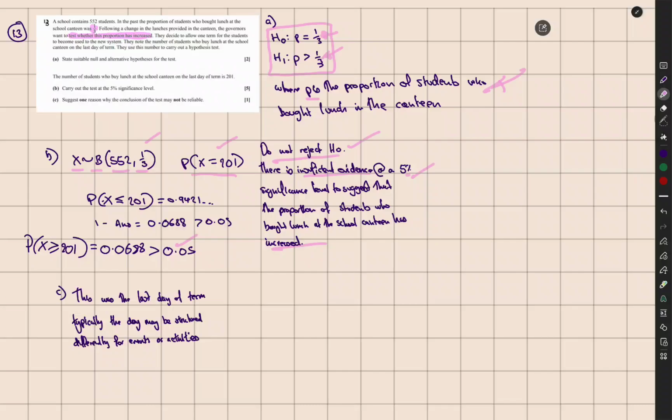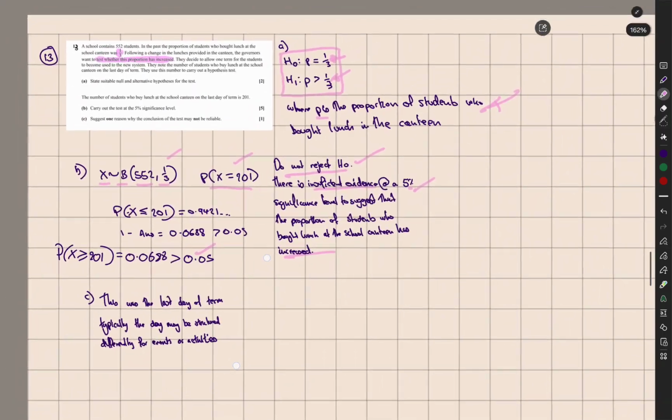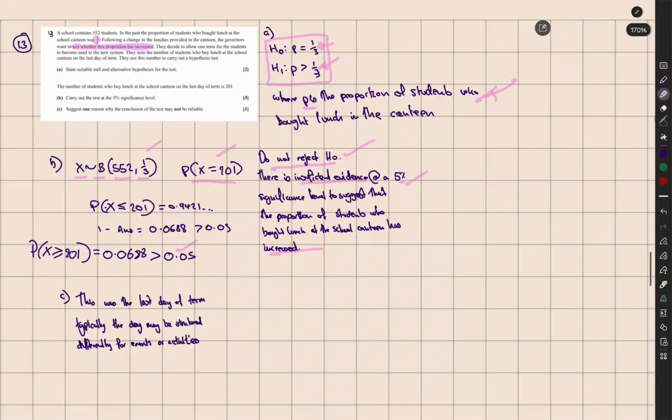Lastly, part C suggests one reason why the conclusion of the test may not be reliable. The last day of term is typically a day that's not structured like most school days. Various things can happen. There may be events. Some kids may not be in. Quite a few different things might be taking place. But the last day of the year in a school is typically not a typical school day.